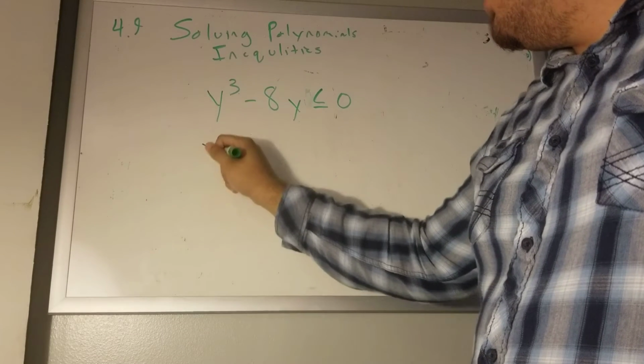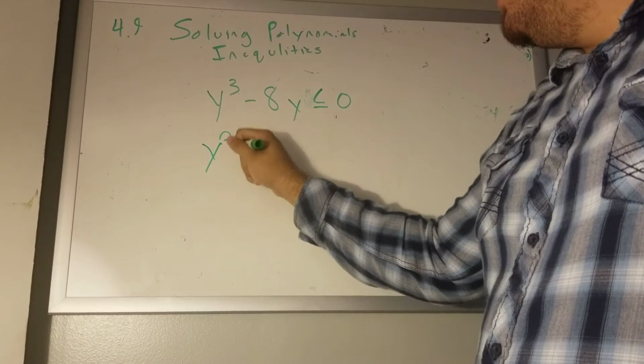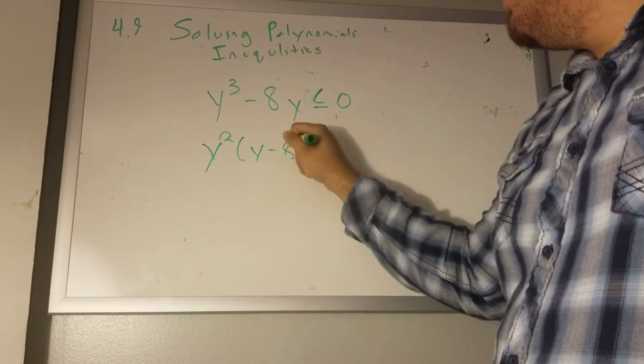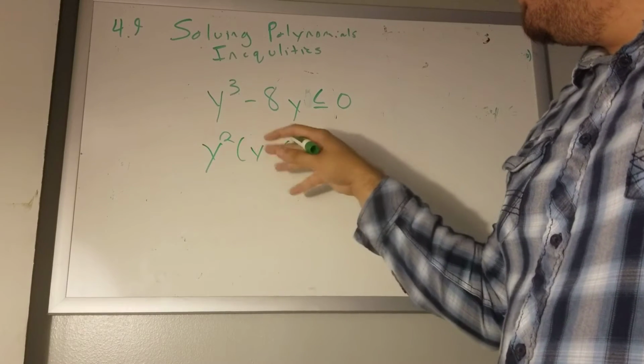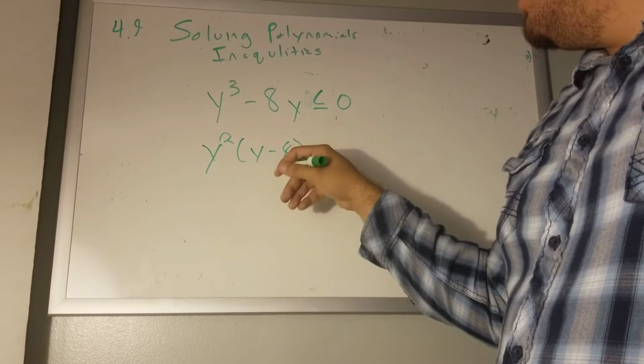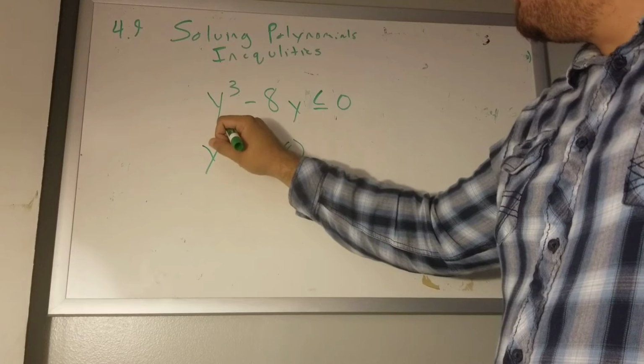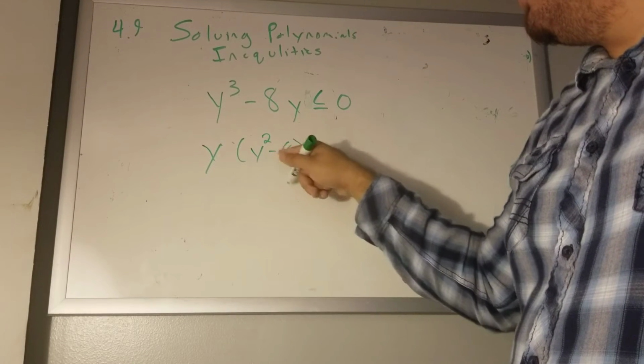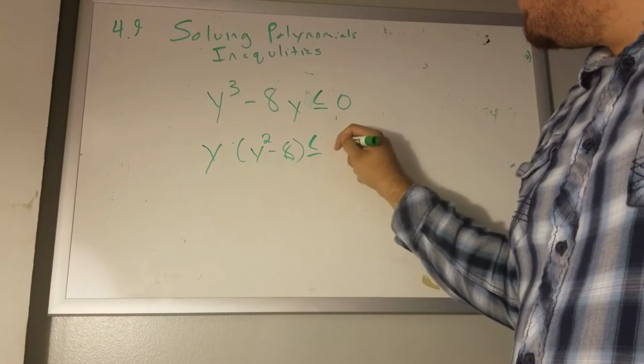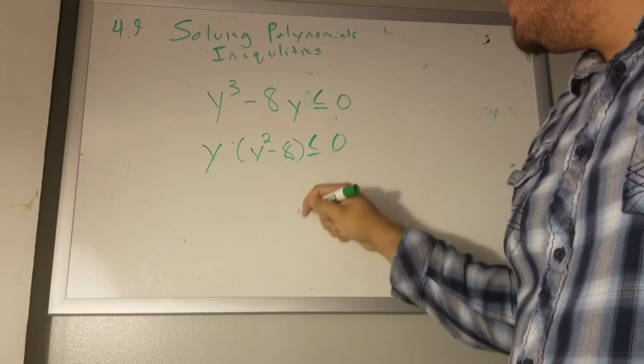Seems like they both have y, so y squared, y minus 8, since now everything here is being multiplied. Oh, I'm sorry, I said y squared here. It's y over here, while it's y squared in here. It's less than or equal to 0.